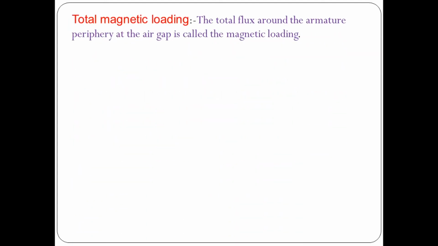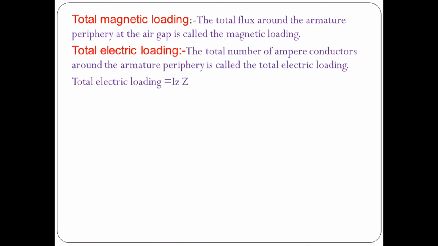Now, before actually going for the derivation of the output equation of the induction motor, we have to learn about the total magnetic loading. It is nothing but the total flux around the armature periphery at the air gap. In the air gap, what is the total flux present? That is called the total magnetic loading.